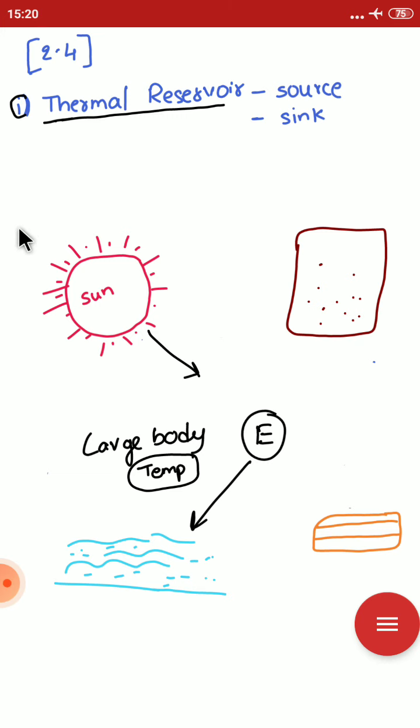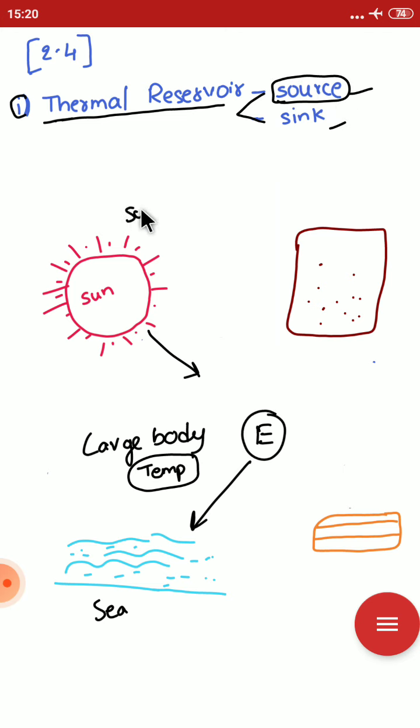Examples of natural reservoirs are the sun and sea water. There are two types of thermal reservoirs: one is the source, the second one is the sink. Whatever amount of heat is extracted from the sun, its temperature does not change. Such types are called source type reservoirs.